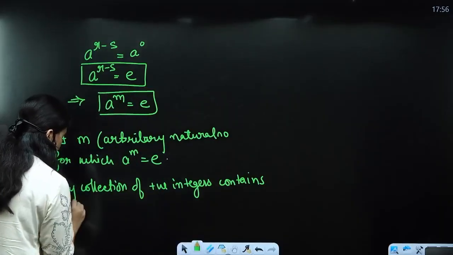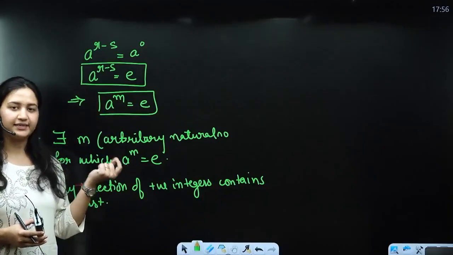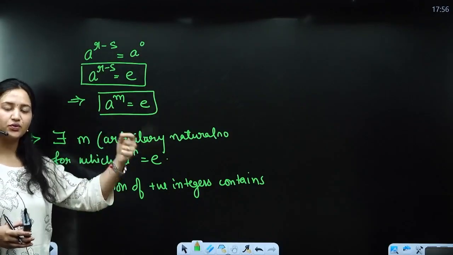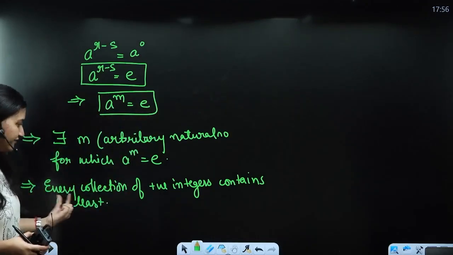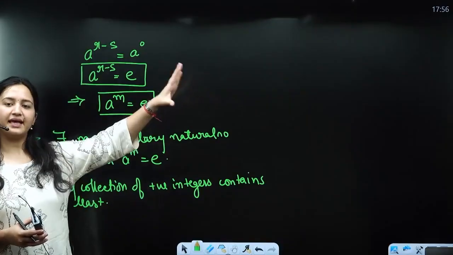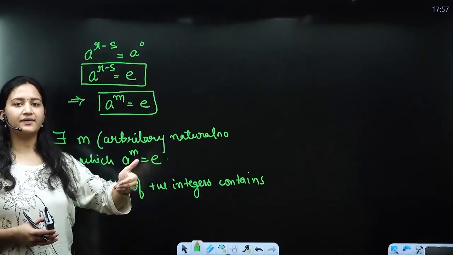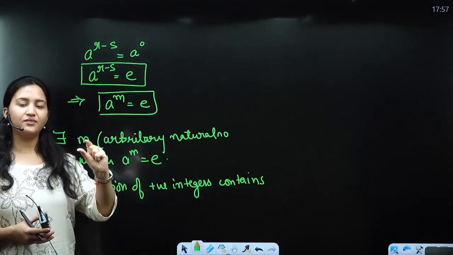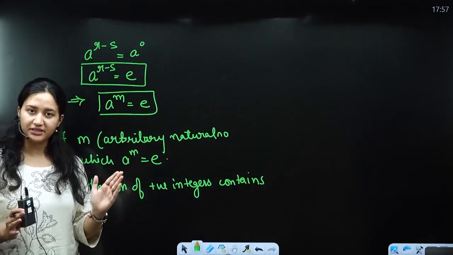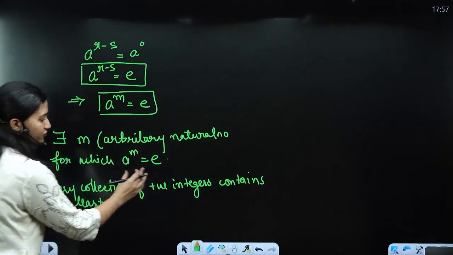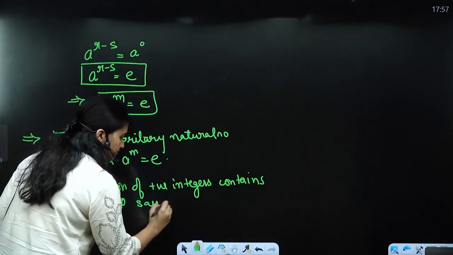a least element. See, आप कोई भी एक m आर्बिट्ररी वैल्यू ले लो, राइट? इसमें आप a raised to the power 1, a raised to the power 2, फिर उसके बाद कहीं जाके a raised to the power m is going to come, right? But every such collection, जो भी आप एक m की वैल्यू लोगे, let's say 1000 ले लिया, 5000 ले लिया, for every that value there is going to be an n value which is going to be the least of that particular collection of positive integers, right?